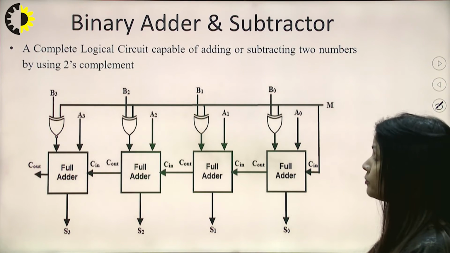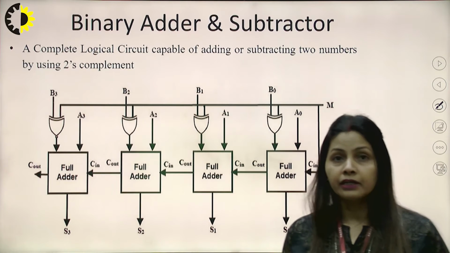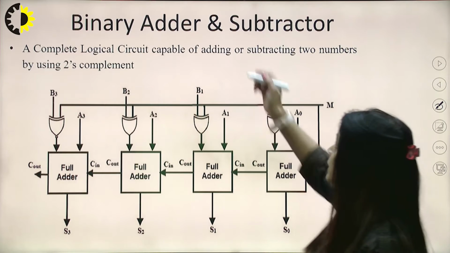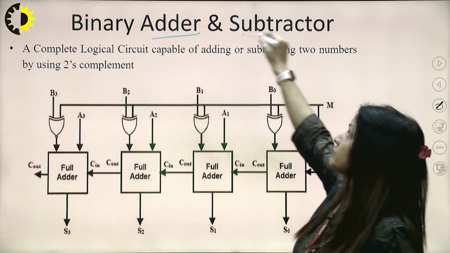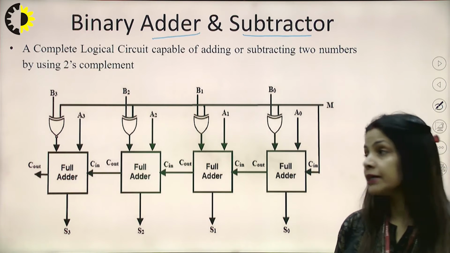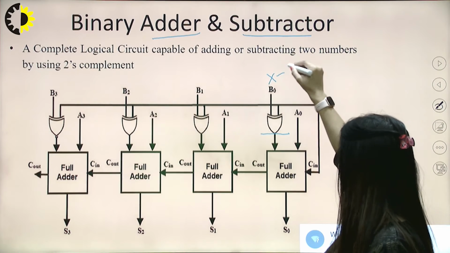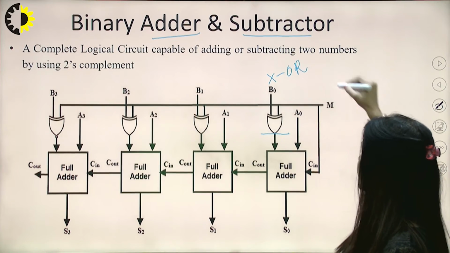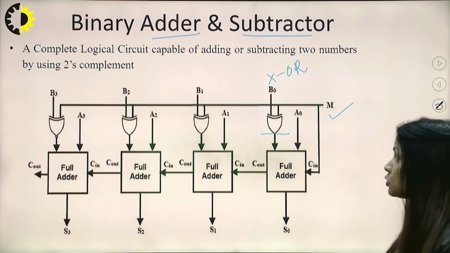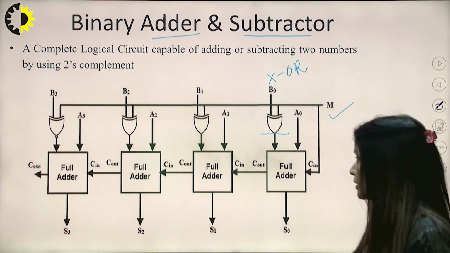operation we can perform, that means we are going to discuss a circuit in which we can perform both operations, that means addition and subtraction, simultaneously. So, the concept is this XOR gate. First is this XOR gate, right? And the second one is this M bit. Okay. So, let us see how the circuit is working.